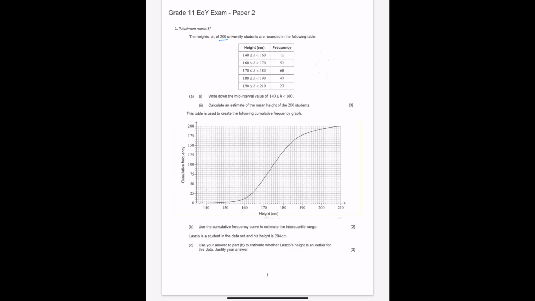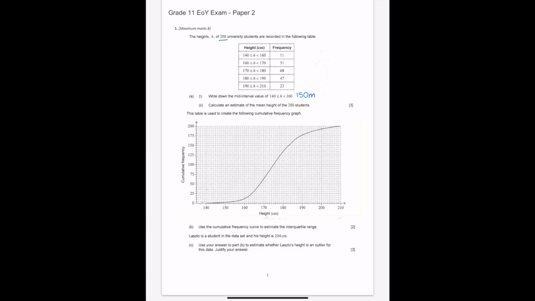So for the first question, we need to write down the mid-interval value, and the mid-interval value is just another way of saying the midpoint. So it's the middle of 140 and 160, and the midpoint there is going to be 150, and it's centimeters tall for the heights of each student.